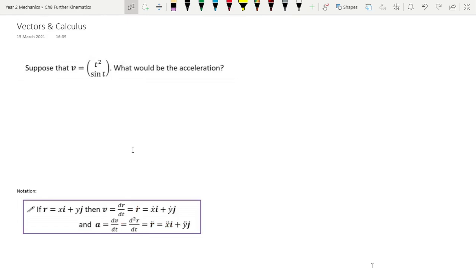So moving on to looking at vectors in calculus. So here is a vector for velocity. Here the velocity is given by t squared in the i direction, well that's horizontal, and the velocity is given by sine t in the y direction, or the j direction. What would be the acceleration? Well, we know that the acceleration is the velocity differentiated. So all we do is we differentiate the top and we differentiate the bottom. Okay, there's nothing more complicated to it.